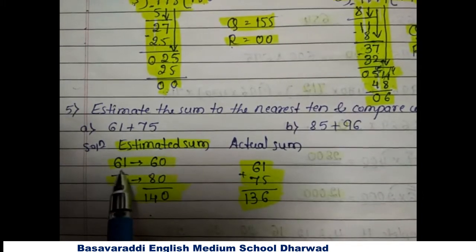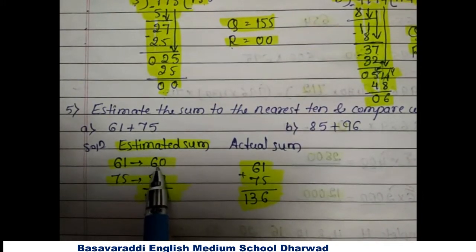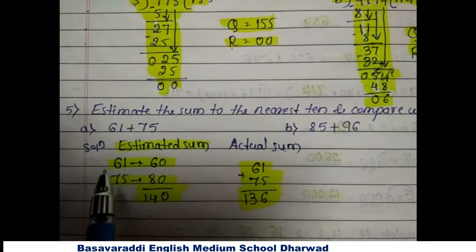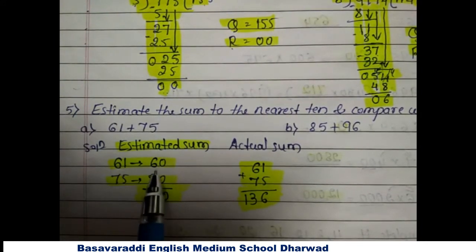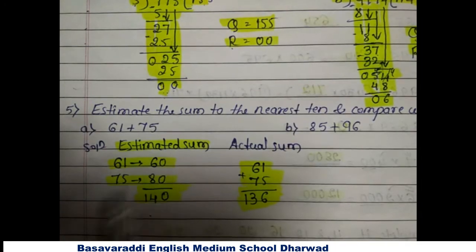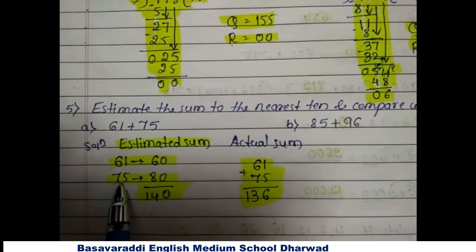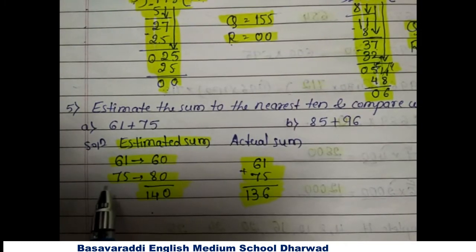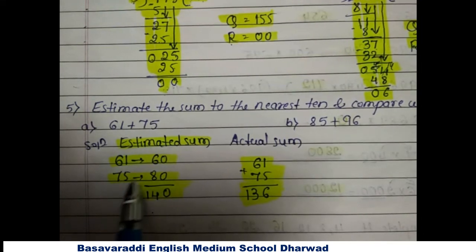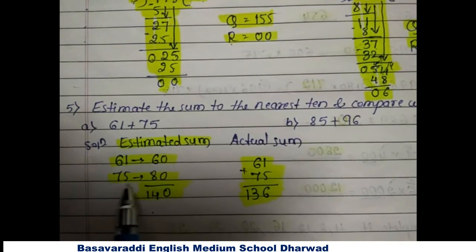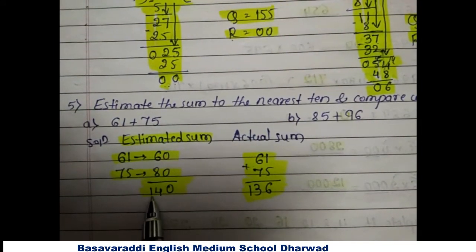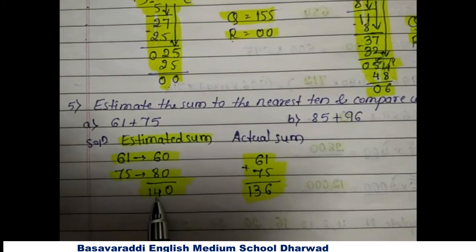The 61, estimate the 61, that becomes 60, because if the digit at the ones place is less than 5, the number is rounded down. The 75, if the digit at the ones place is equal to or greater than 5, the number is rounded up. That means 61 becomes 60 and 75 becomes 80. After addition we get 140. Okay, this is the estimated sum.